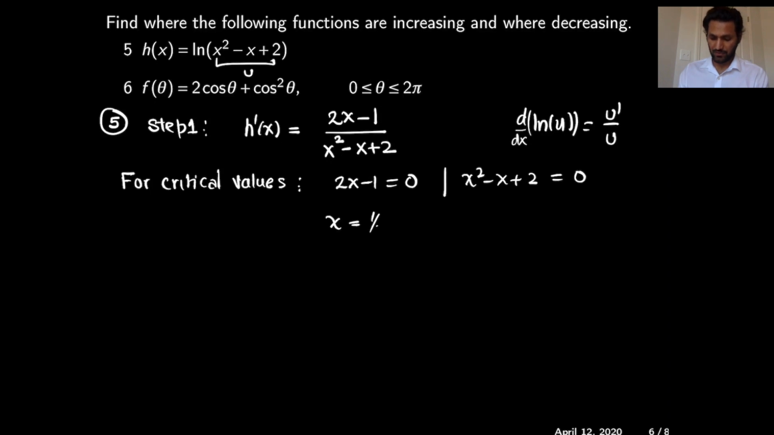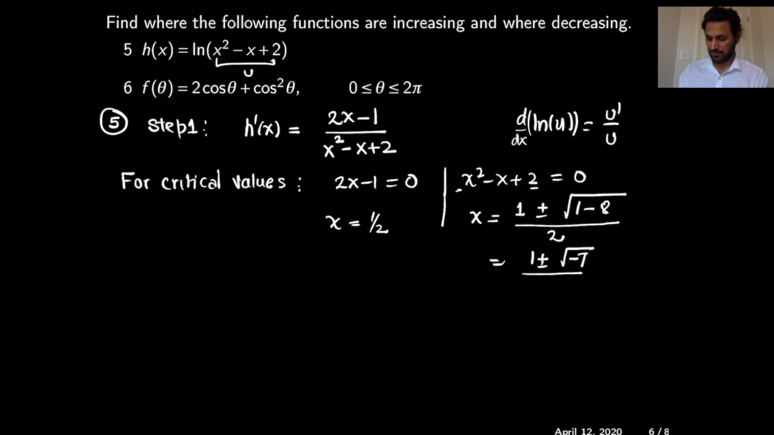That will give you x is equal to 1/2, and for the other one, if I use the quadratic formula, 1 plus or minus the square root of 1 minus 4ac, which is minus 8, divided by 2a. That's giving me basically a negative sign under the root, so no real root. So no critical value there, so the only critical value is x equal to 1/2. In step number 2, we will do the line test.